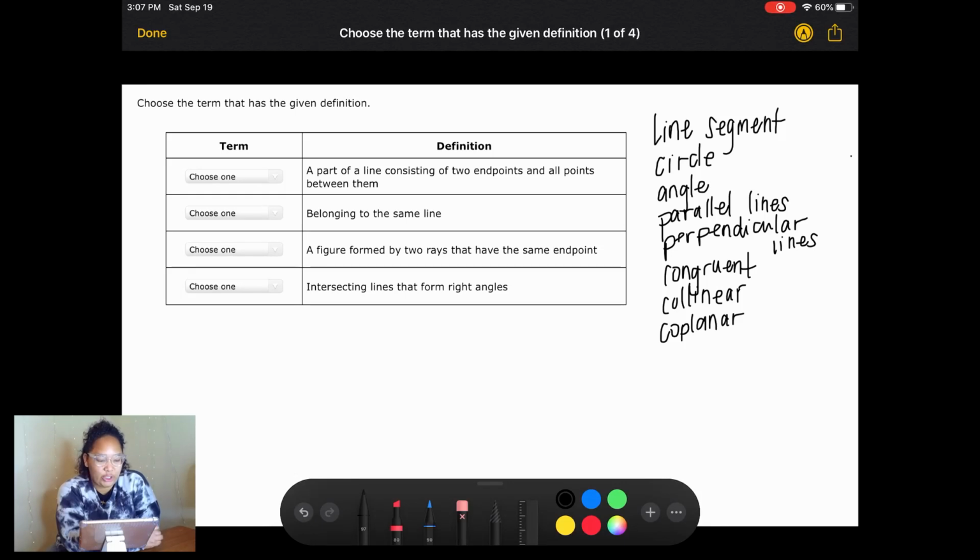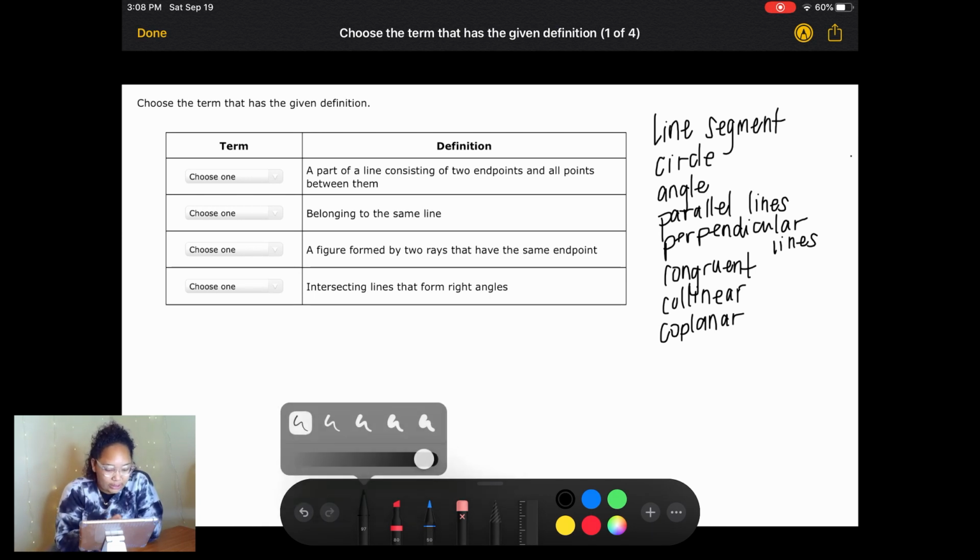Alright, so this question is asking you to choose the term that has the given definition. And it gives you a set of terms and a set of definitions, and it wants you to choose the right one. So to really have a full understanding, I put all of the options that you can have on the side, and we're just going to quickly talk about each one before we really get into how this is going to work. So really quickly, a line segment looks like this.